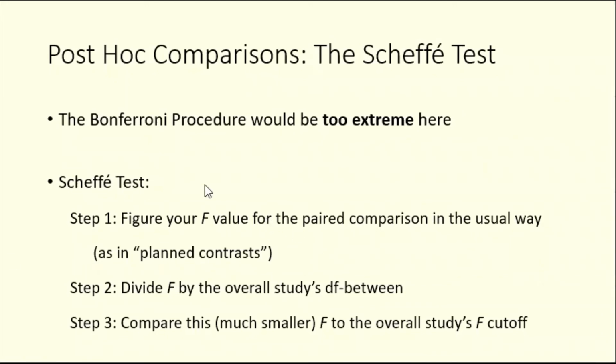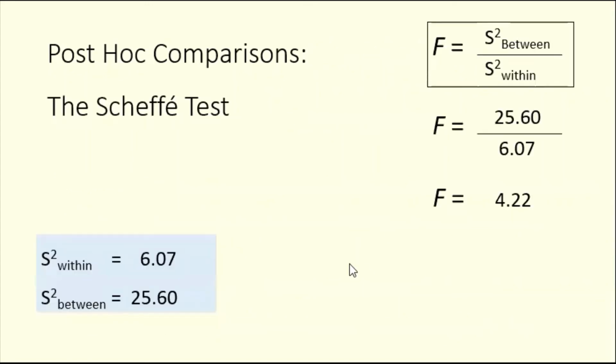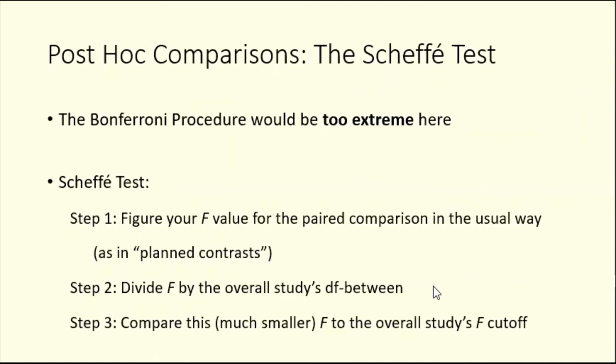And so the Scheffé test, how this works is that we would figure our F value for the paired comparison in the usual way, the way we would if we were doing a planned contrast. And then we're going to divide our F value by the overall study's df between. And we're going to compare this much smaller F to the overall study's F cutoff. And so for instance, we're going to figure our F value for the paired comparison the way that we would have in the instructions that we talked about just earlier about planned contrasts.